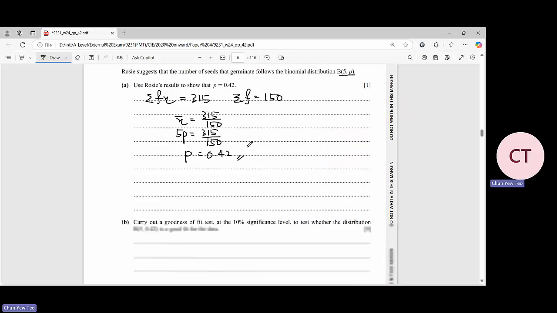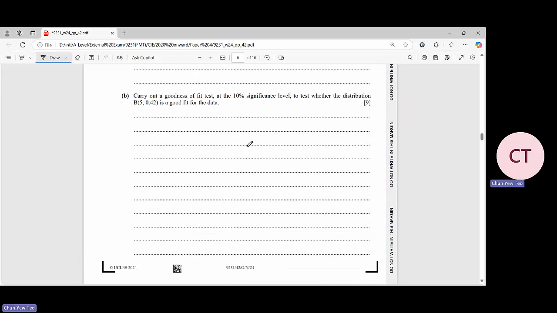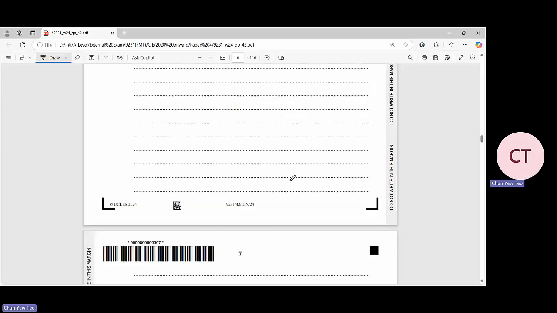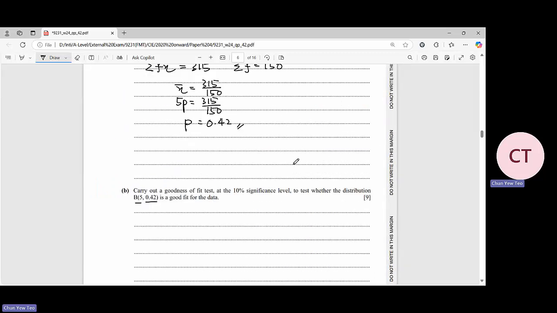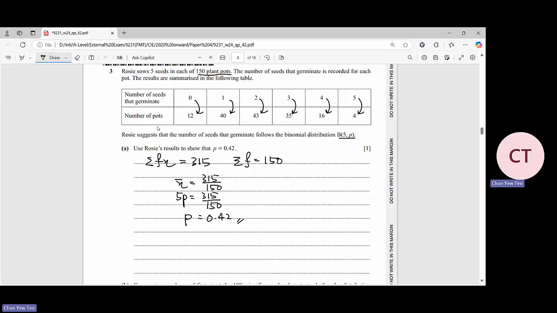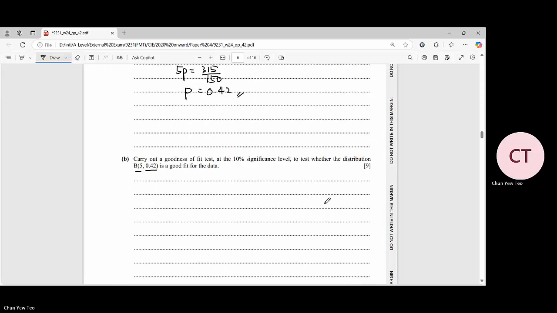Okay, so now we move on. Carry out a goodness of fit test at the 10% significance level to test whether the binomial distribution, where n is 5 and p is 0.42, is a good fit for the data. First of all, we need to build the table for the expected frequency. This is the observed frequency. We want to build the expected frequency, so over here we need to rebuild the table.